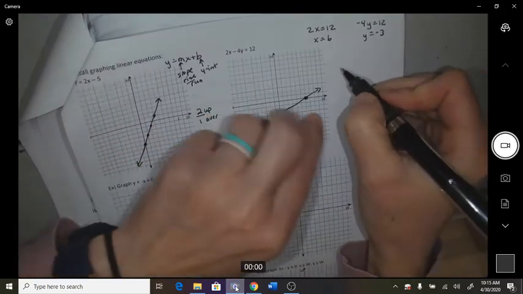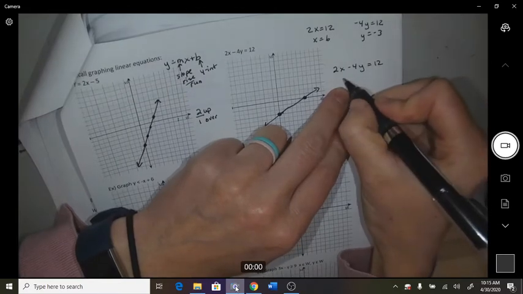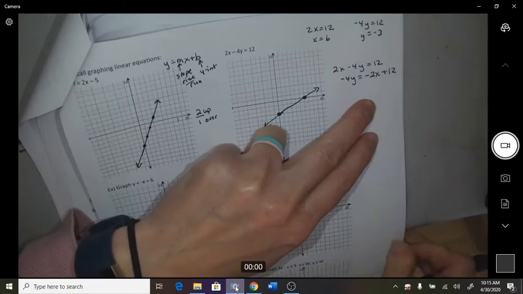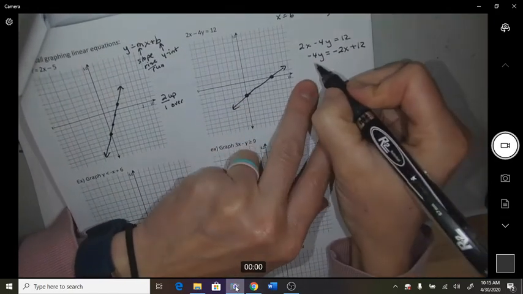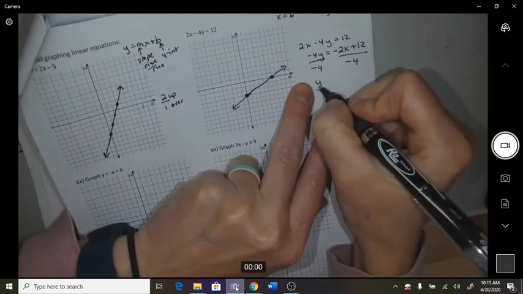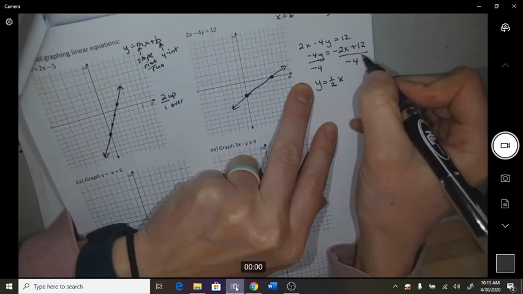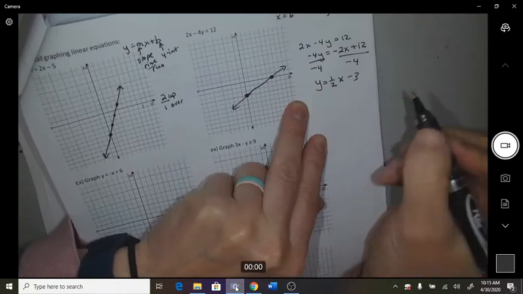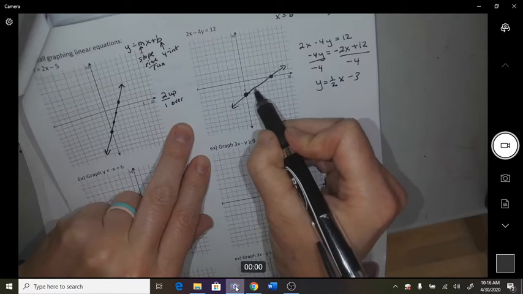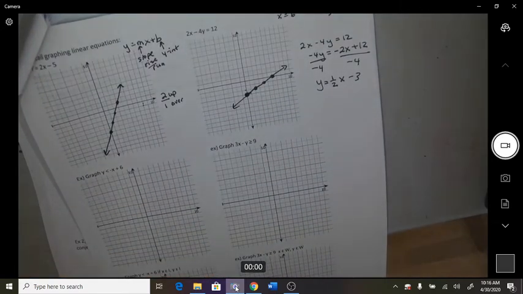I would also like you to learn how to move them around. I'm going to keep the y term and move the x, and then get y alone by dividing everything. So y equals 1/2 x, and 12 divided by -4 is -3. So this starts at -3 as an intercept. Up 1, right 2, up 1, right 2, up 1, right 2. You can see that it's the same line.